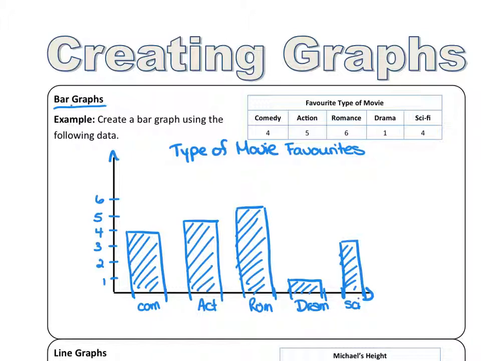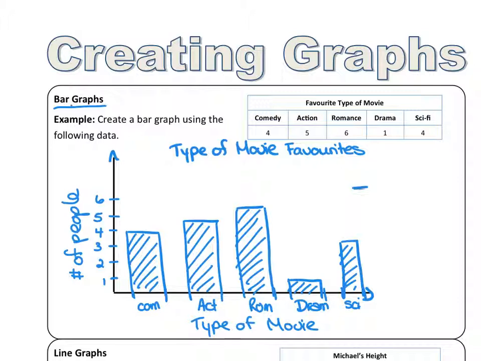And don't forget the titles on the side. So these are type of movie. And along the side, I'm going to put number of people. Okay, so don't forget the titles. And don't forget to label your axis when you're doing the graphs.